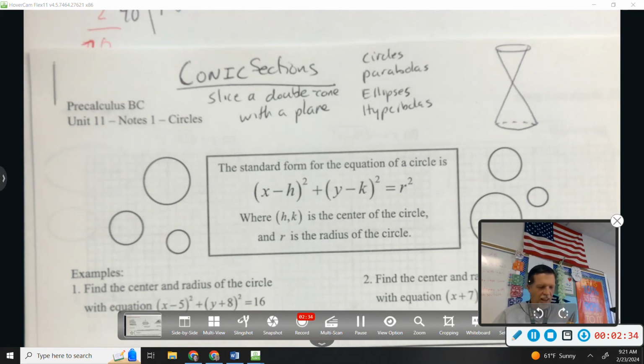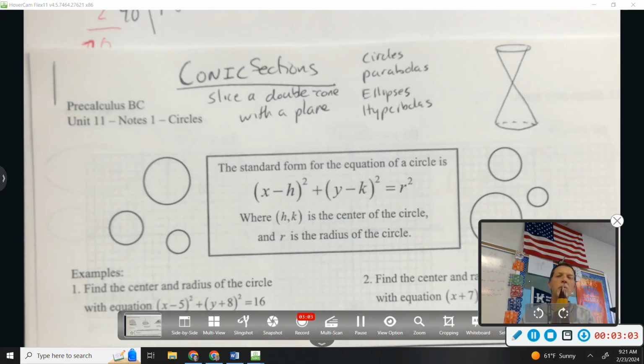And if we slice it straight up and down, this one's tricky because we don't have a double cone. So it would hit this side of the cone, but it would also hit the other side of the cone. And this shape, especially if there's one here and one up here, that's the hyperbola. So that's how you slice the cone a bunch of different ways to get those shapes.